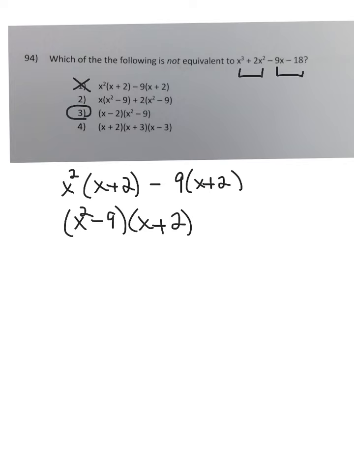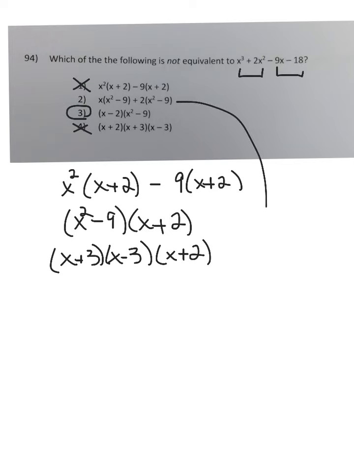So I'm going to factor that out to x plus 3, x minus 3, and then I'm going to bring down that x plus 2. Okay, so if you look at what I have here, that's the same as choice 4, and that's why choice 4 wouldn't be the answer. Now let's look at choice 2 for a minute.